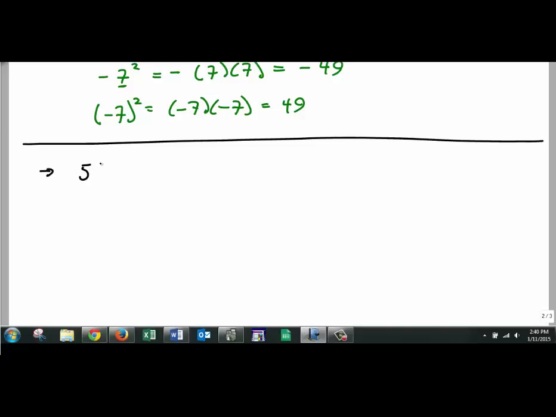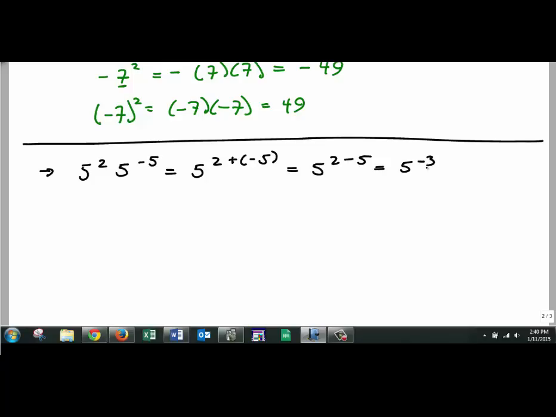Let's try 5 squared times 5 to the negative 5th, let's say. Okay, so here's my rule. We have like bases, so when you multiply like bases, you add exponents. Now if you want to think of adding a negative number is the same as subtracting, I get 5 to the negative 3.